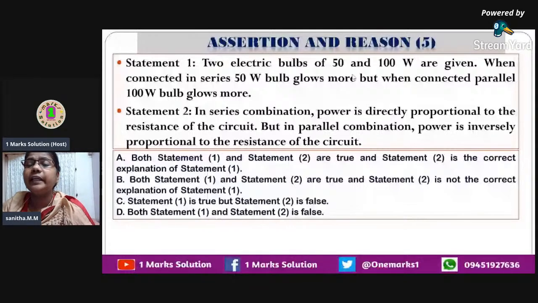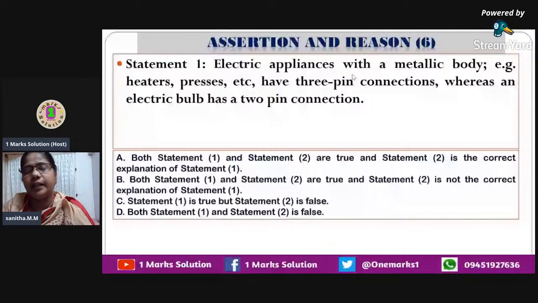Now let us move on to the 6th one. Yes, electric appliances with a metallic body, for example heaters, presses, etc., have a 3-pin connection. 3-pin means 2-pin anyway you have to connect. If you are connecting the 2-pin, then only we'll get current. All of you know that. What is the use of the 3-pin? For earthing, for grounding, we can say.